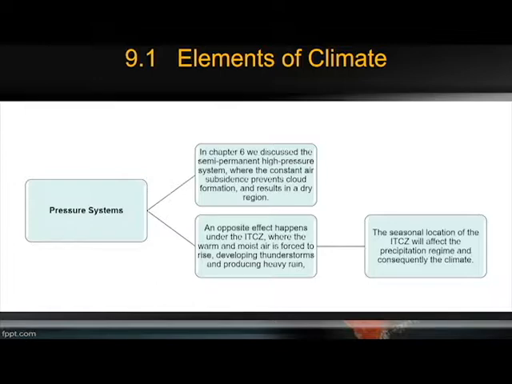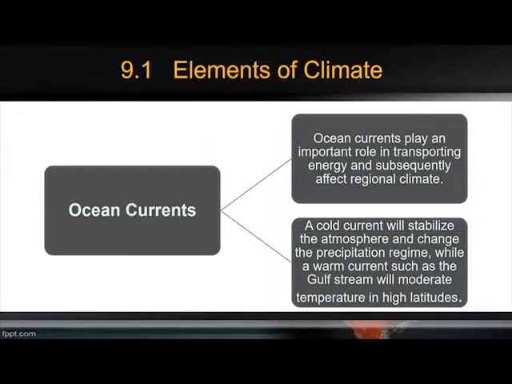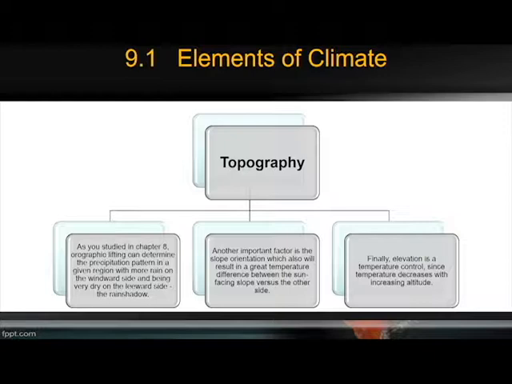So remember the pressure systems we discussed in chapter 6, the semi-permanent high pressure, what happens. Also you have the ITCZ and how the ITCZ affects precipitation. Another element of climate would be ocean currents. So think about the Gulf Stream. What characteristics does the Gulf Stream have? This warm and moist air transports energy and modulates temperature and climate in the European regions. Topography, as we're going to study in chapter 8, is more about uplifting, how precipitation occurs in some areas where you have mountains, where it's dry on the other side. So a very important factor is topography.